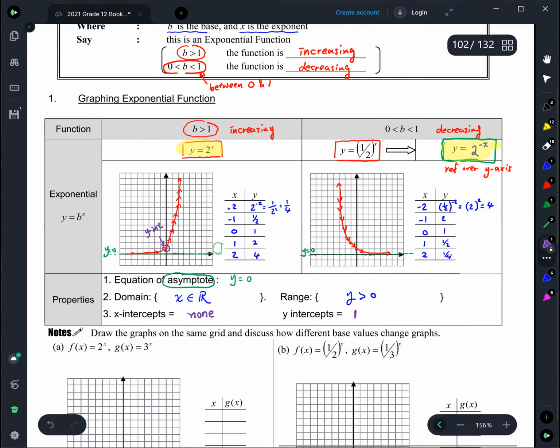So for the y-intercept, it's always 1? Yes, because it doesn't matter what base you use, if the exponent is 0, it will always be 1. Make sense? Yep. Okay. It's from one of the exponent rules: exponent equal to 0, the whole thing just turns to 1.